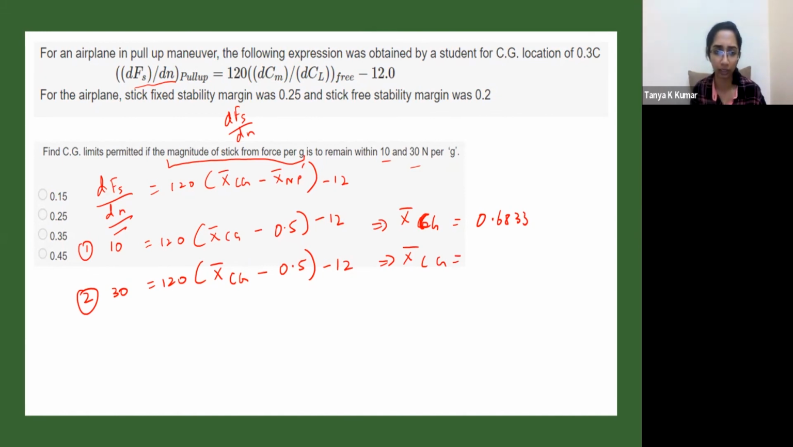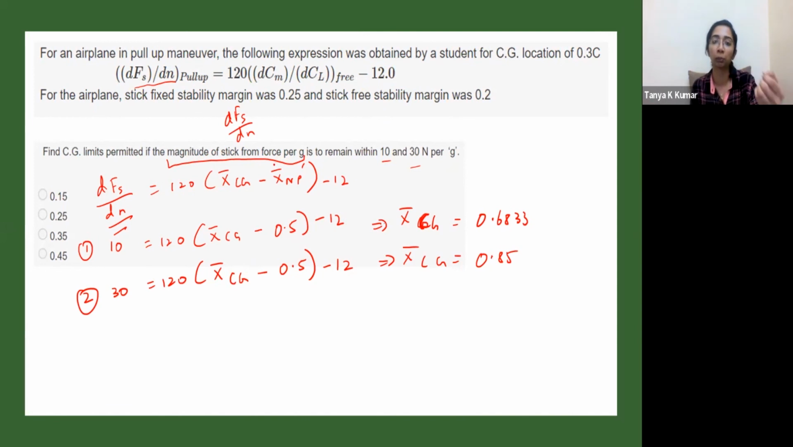What is the value here? Am I audible? 0.85, yes. 0.85. Now the next case, they have said magnitude of stick force per G.